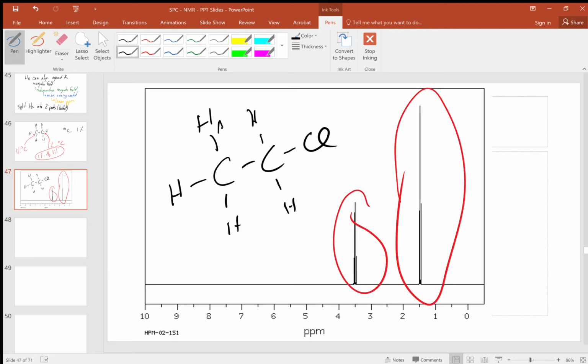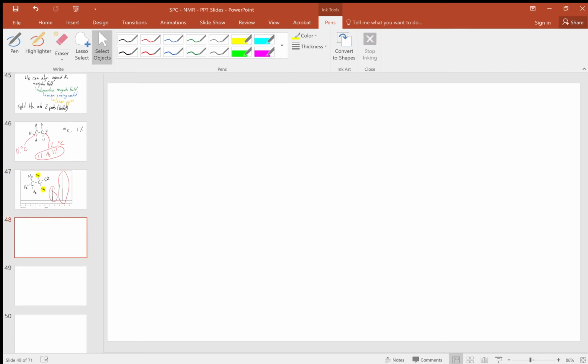So we're going to call these HA, and these will be HB. So let's look at HA first. How many neighboring, or how many adjacent, hydrogens does HA have? HA has 2 neighboring hydrogens, HB. So let's consider what can happen.